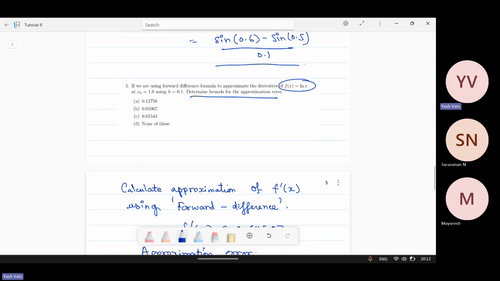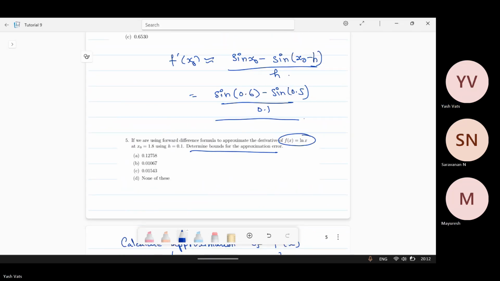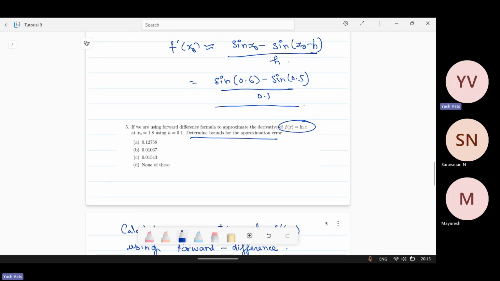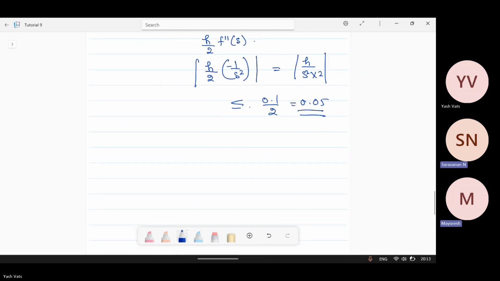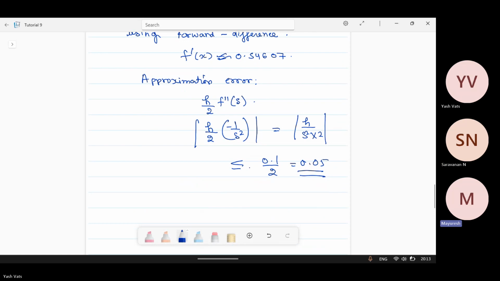It should be none of these then. Yeah, it should be none of these. Can you explain the last step? What have we done here? The bounds, we try to give the bound, right?